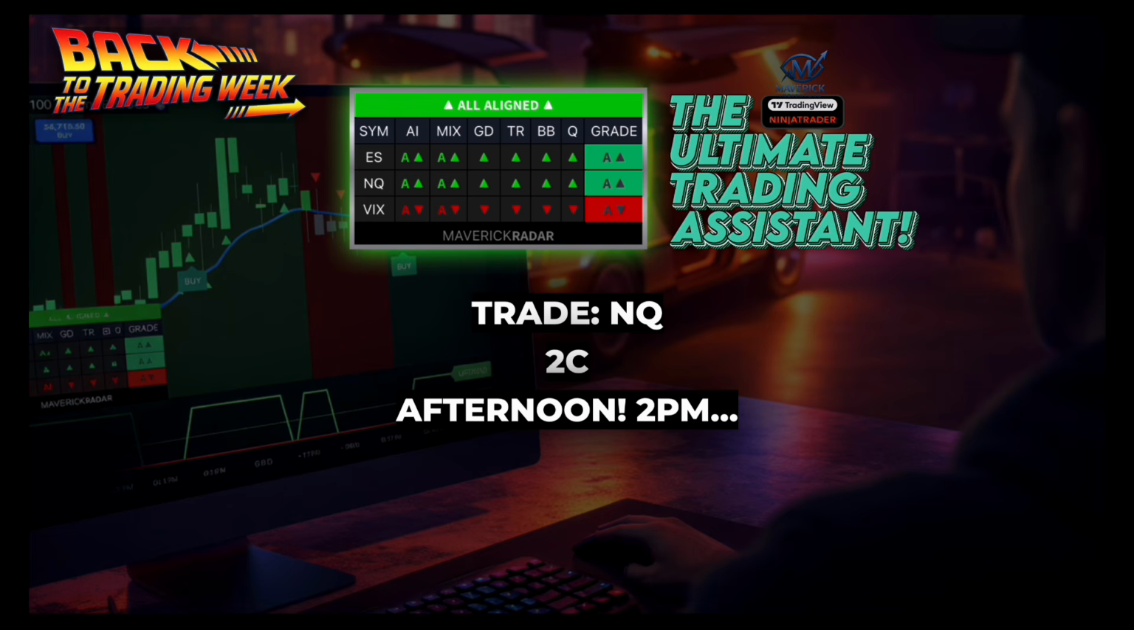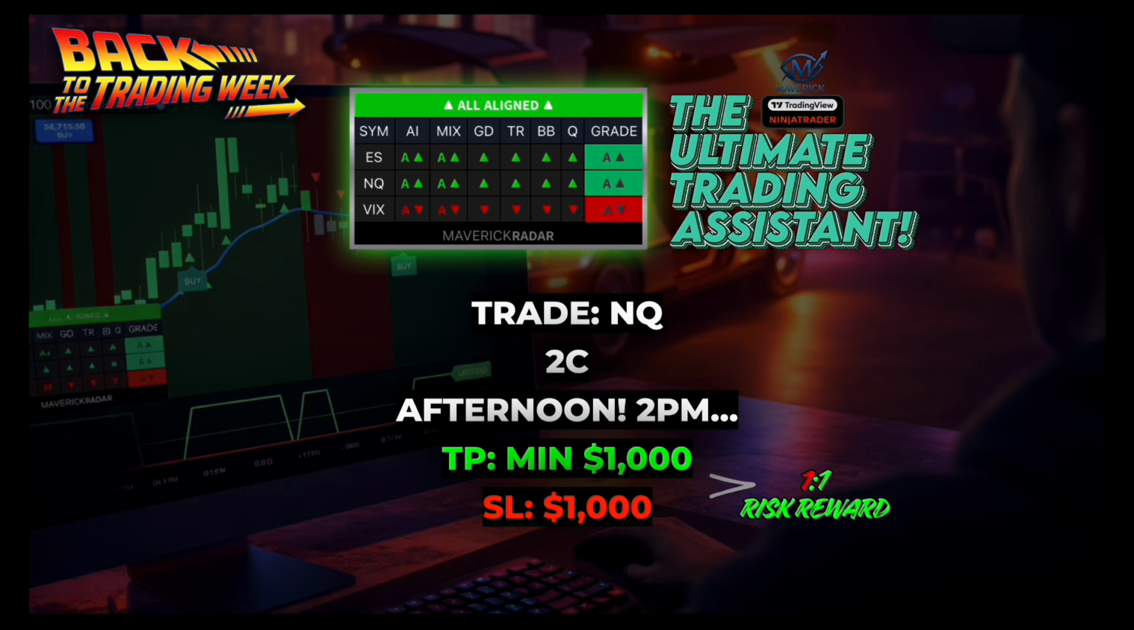I randomly picked 2 because I don't really want to trade lunchtime, that 12, 1 o'clock time. I'm just going to get away from that, and we're going to start trading at 2 o'clock in the afternoon. So this will be pretty interesting. We're going to look to make at least $1,000 per day.